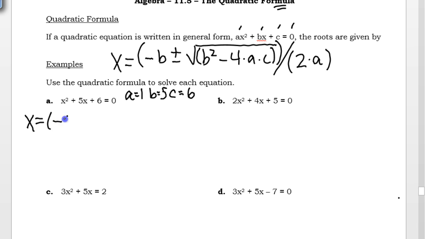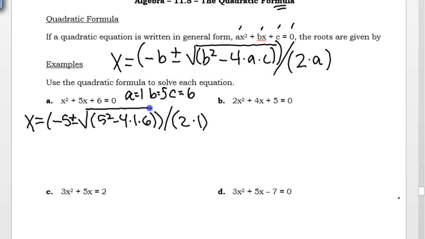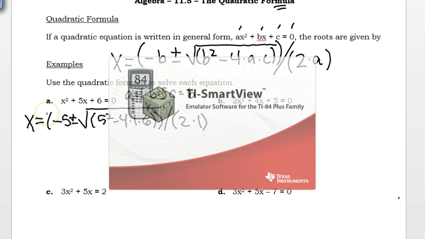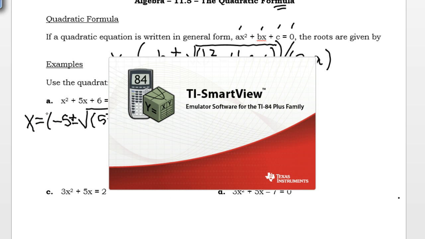So x equals negative b plus or minus the square root of b squared minus 4 times a times c all over 2a. Type that out with a plus sign, one answer. Type that out with a minus sign, your second answer, and that's it. I am going to open up my calculator so that we can do this one and watch it happen.